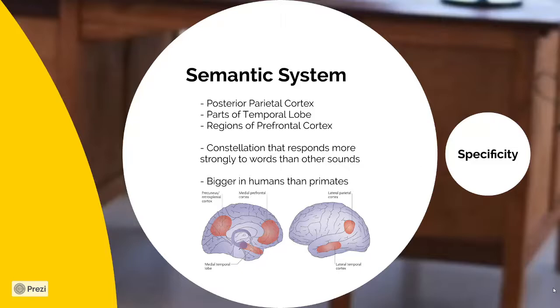The semantic system contains a constellation that responds more strongly to words than other sounds. It is bigger in humans than primates, which explains why humans have a better understanding of language and are able to manipulate language better than other animals.